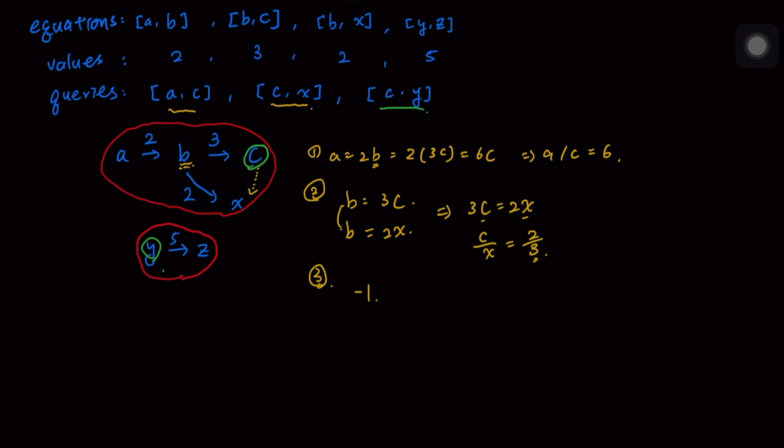We can use union find here because with union find, we can decide whether two nodes connect to each other. If these two nodes are connected, we can always use some kind of multiplication or division to find out the relationship between the two nodes. But if the two nodes are separate and reside in different subgroups, it means they have different root parents, and then we can just return negative 1.